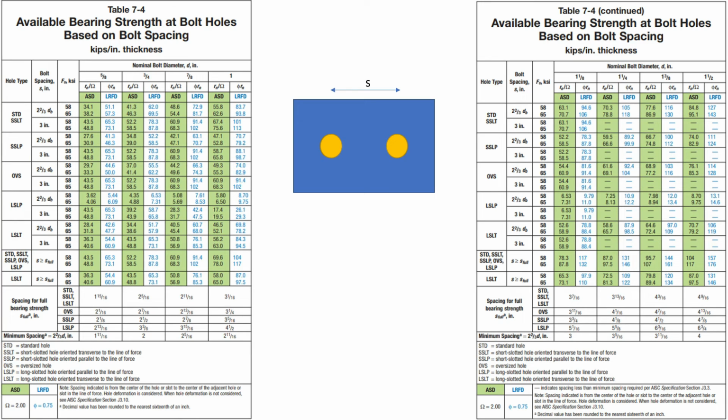The table also includes the minimum distance between bolts required to achieve full bearing at the bottom of the table for different bolt sizes and hole types. The table also includes the absolute minimum bolt distance requirement for different bolt sizes, as well as the full bearing strength in case the bolt distance is large enough.